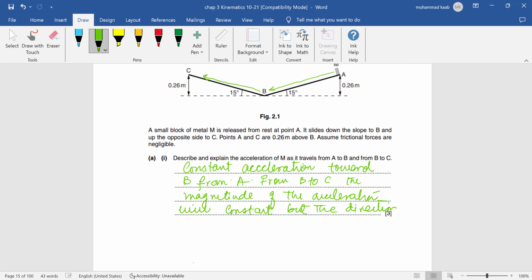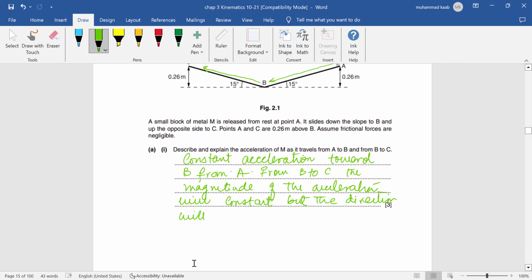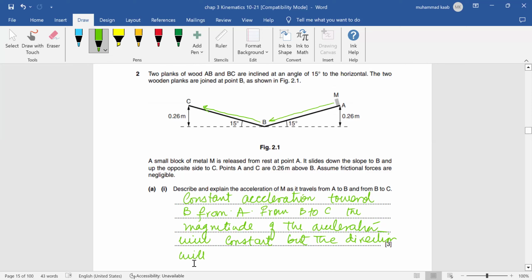Sir, opposite. Negative. And why? A guess? Sir, because acceleration is also a vector quantity. No. This is not the correct explanation, bro. Acceleration is a vector quantity, okay. This means the acceleration should have some direction, okay. But why will it have the opposite direction? Why will it be directed toward B and not C when its motion continues from B to C?